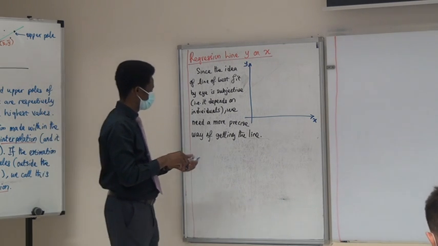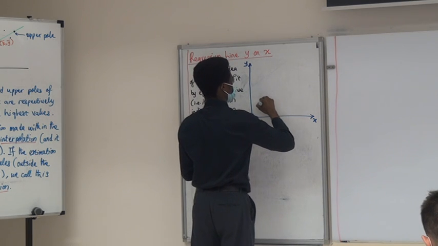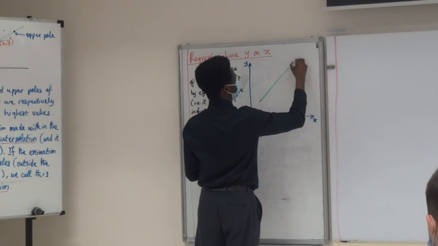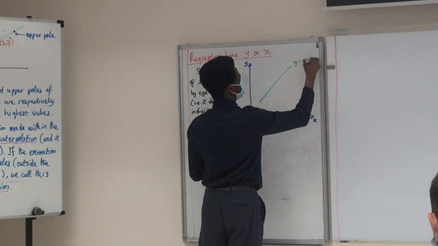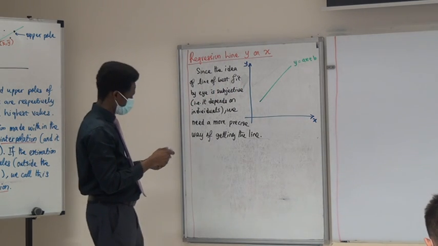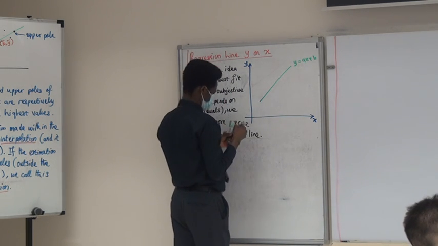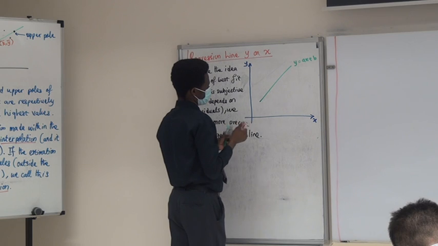Now, let's say this is my line. The equation of the line is y equals ax plus b. And this line is said to have described this point, this point.